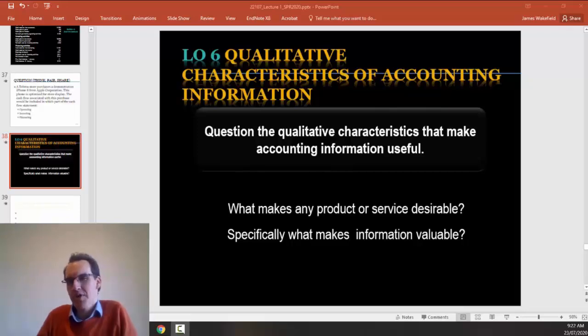The last learning objective we're going to look at today is learning objective number 6, which is qualitative characteristics of accounting information. These are really important characteristics because they provide guidance on the nature of the information that we include in financial statements, which ensures that the accounting information is useful.